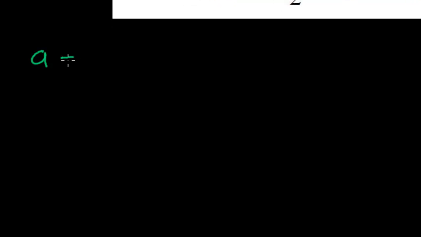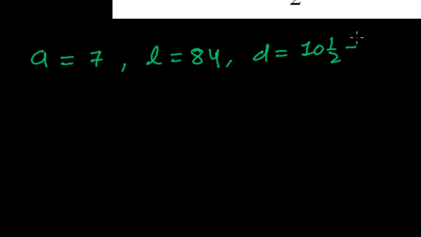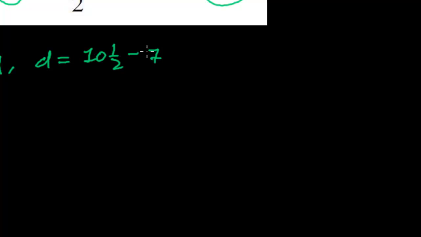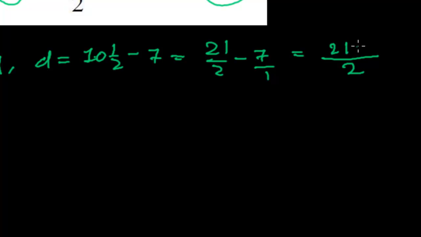We have got the first term as 7 and the last term as 84, and the common difference we can calculate, that is 10 and a half minus 7. That is, second term minus first term will give you the common difference, right? So it is 21 upon 2 minus 7, because 10 times 2 is 20, plus 1 is 21. Now I can take 2 as the LCM, so 21 minus 7 times 2, that's 14. Now 21 minus 14 is 7 upon 2, right?